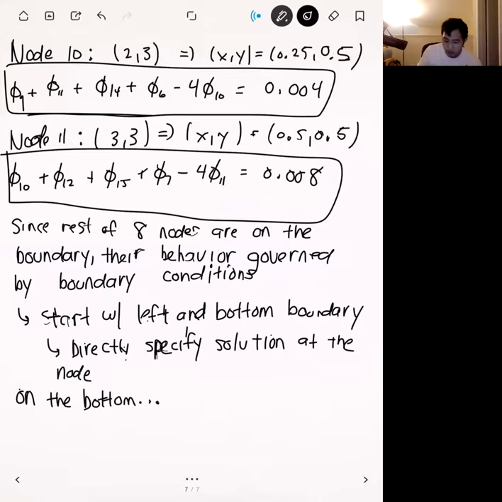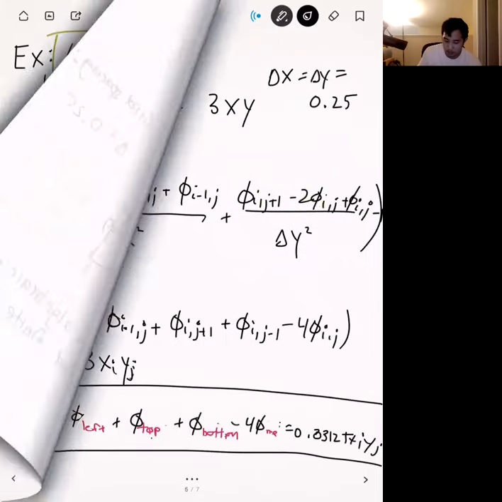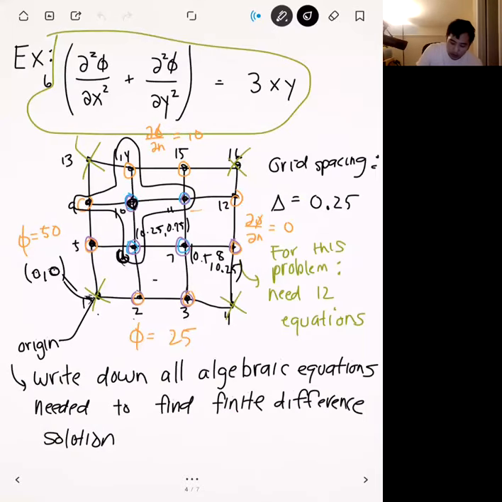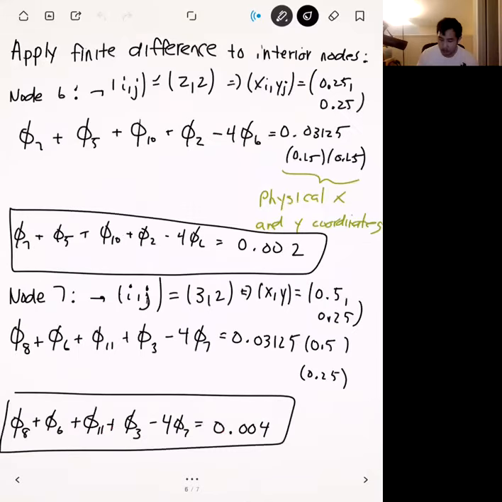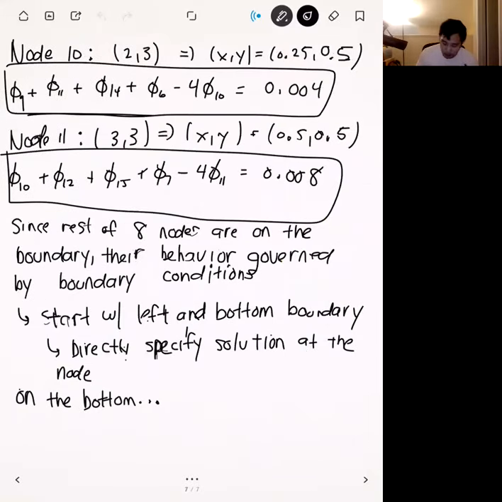If we go back to our diagram, on the bottom here you can see we have 2 nodes that we need to worry about, because remember, we're ignoring the corner nodes because those don't really matter. So on the bottom boundary, we can set the equations for node number 2 and node number 3. We need an equation for phi 2 and an equation for phi 3.